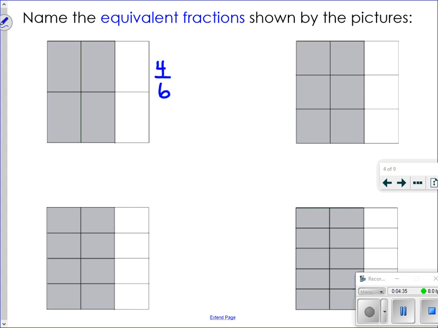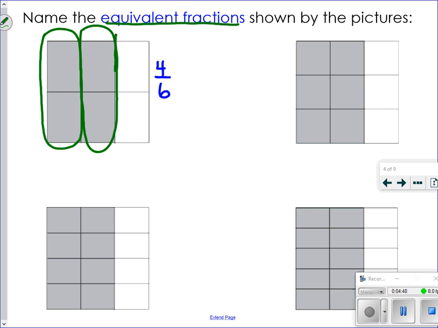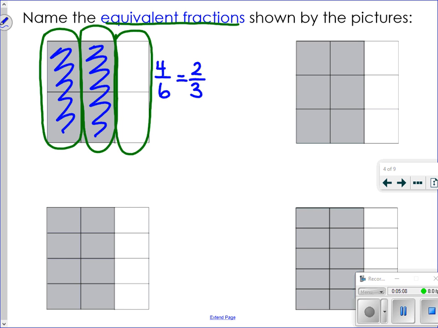But I can look at this picture a different way. I can group the shaded parts a different way to get a different equivalent fraction. So what if I look at it this way? I can make 3 equal groups if I look at it that way. And how many of those 3 equal groups are shaded? Well, 2 of those 3 equal groups are shaded. This one and this one. So 2 out of 3 equal groups are shaded. That means the fraction 2/3 is equivalent to 4/6.